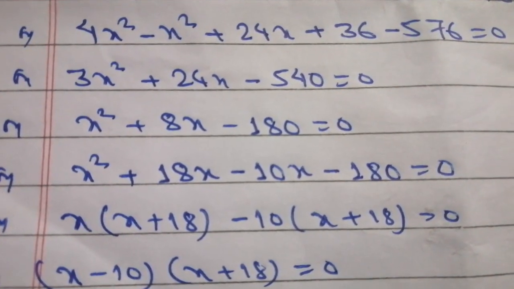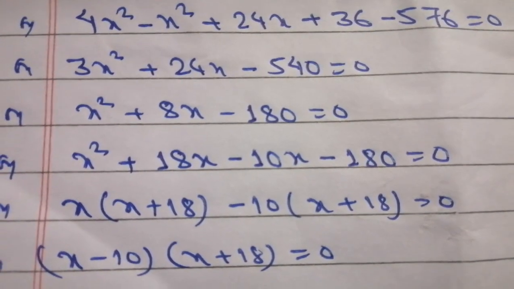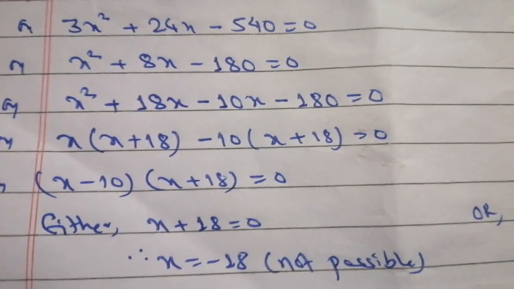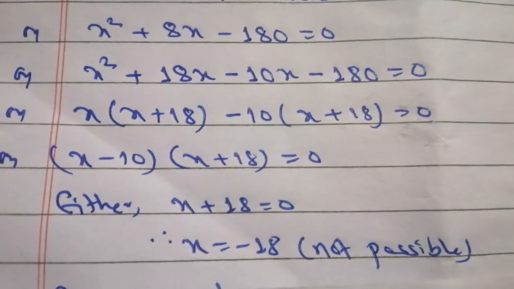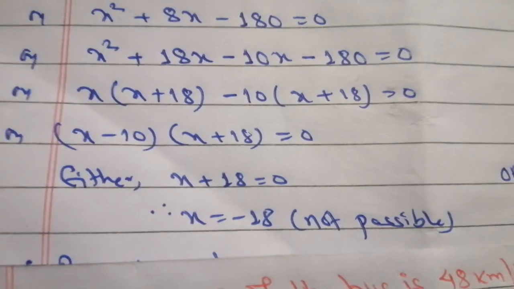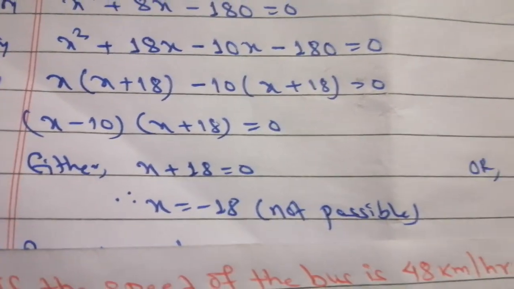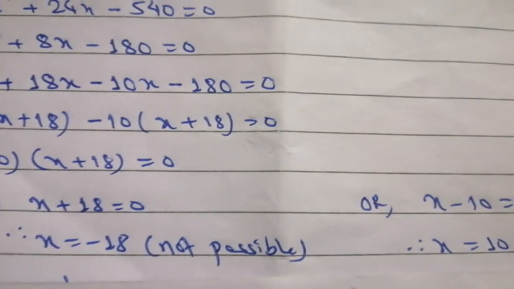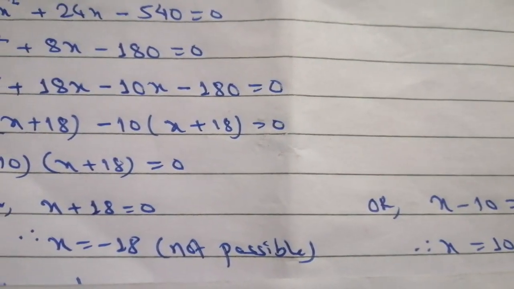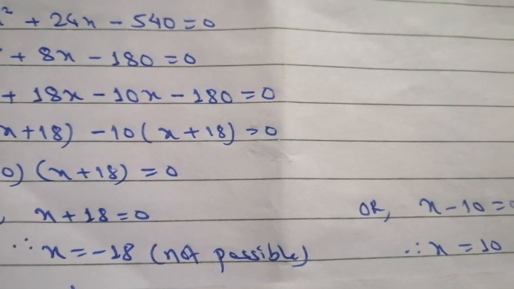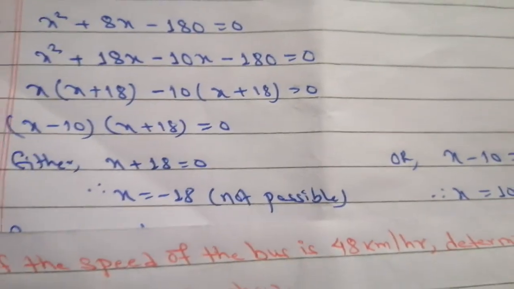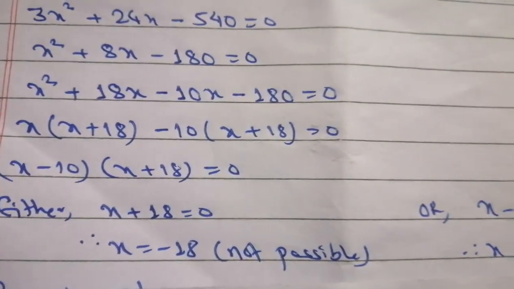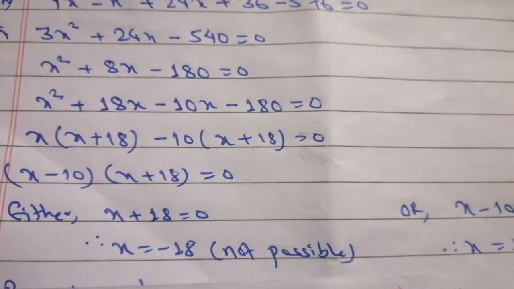So here in middle term factorization, we get 18 into 10 equals 180, and 18 minus 10 equals 8. So in place of 8x, we replace it as x square plus 18x minus 10x minus 180. Taking common, we get the two values as x equals minus 18 and x equals 10. As the distance traveled is never negative, minus 18 is the invalid value, so we accept positive 10. X equals 10 km is the distance traveled by the rickshaw.